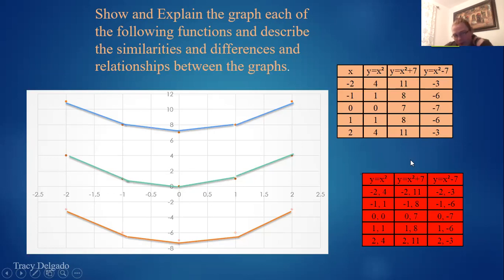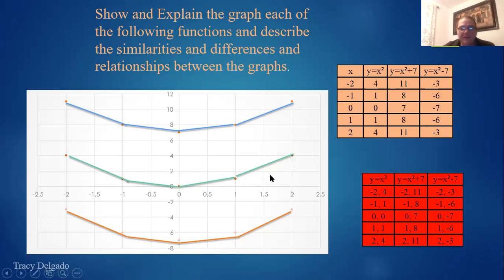So when we're going to plot our lines here, our y equals x squared is -2 and 4. So we have our -2 here, and 4 is right here. -1 and 1 is here. 0 and 0 is here. Our 1 and 1 is here. Our 2 and 4 is on this side on the right.